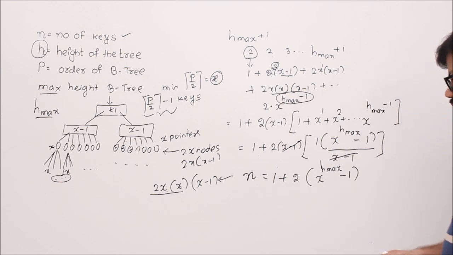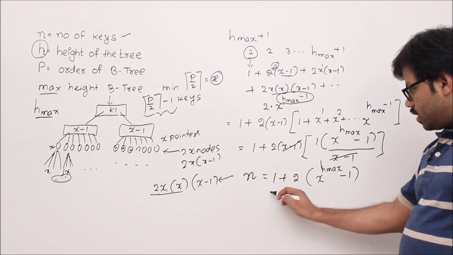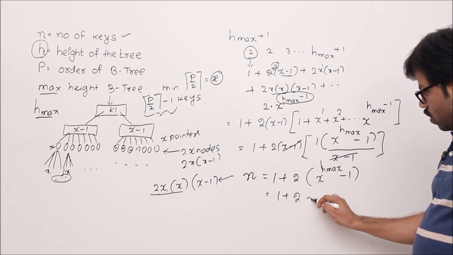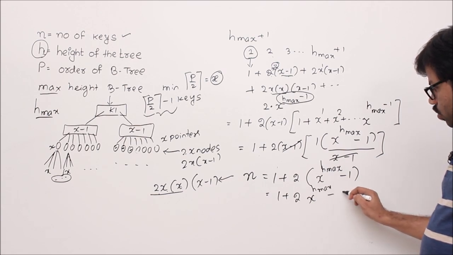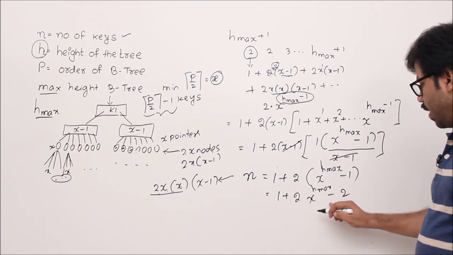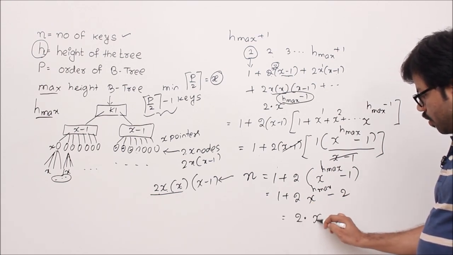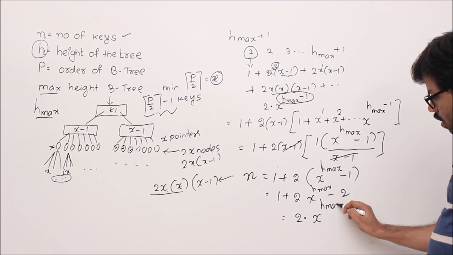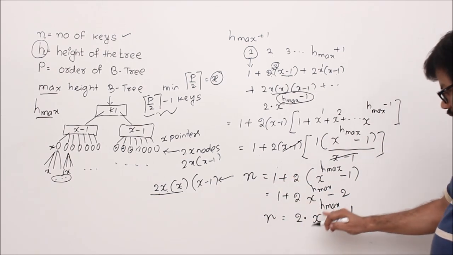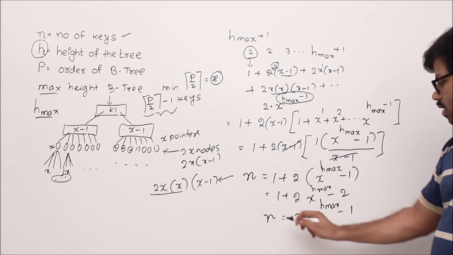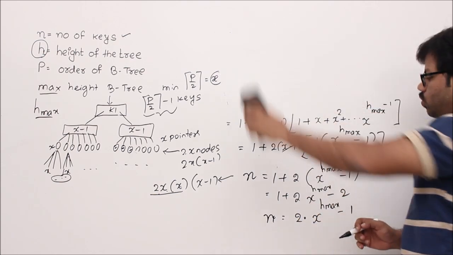So where total number of keys. So we have to get this h max value. For that, so what to do? Let's simplify it. 1 plus 2 into x power h max minus 2, correct? So 1 plus minus 2 is minus 1. If I simplify it, you get 2 into x power h max minus 1, correct? Which is nothing but n. But I want h max. For that, we have to send that minus 1 to that side, 2 to that side. Let's simplify it. So what happens?